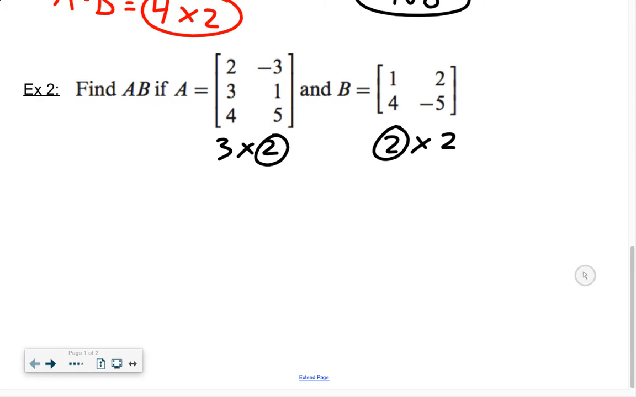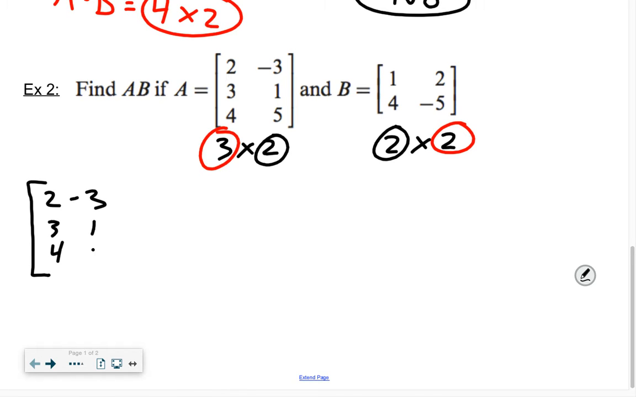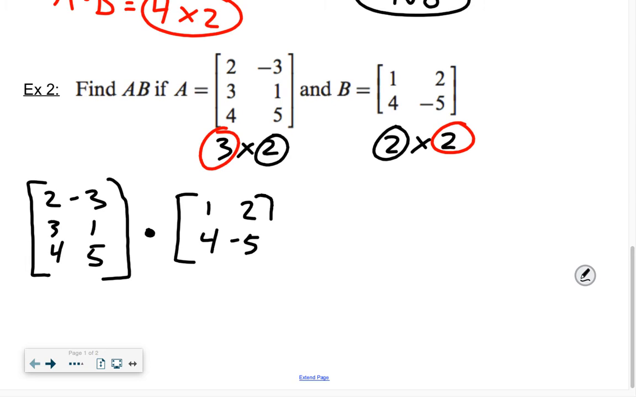The other thing we know without doing any work is the fact that, what's the size of AB going to be? It's going to be a 3 by 2. So here's what we want to do. Let's go ahead and I'm going to copy these down. 2, 3, 4, -3, 1, and 5 times 1, 4, 2, -5.